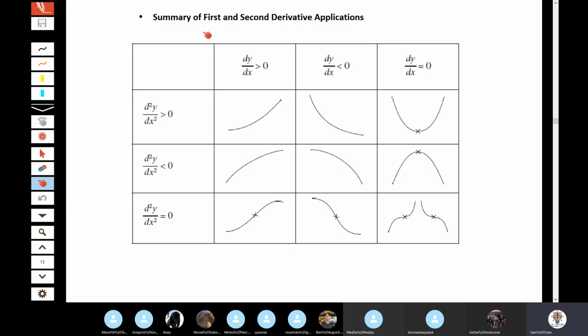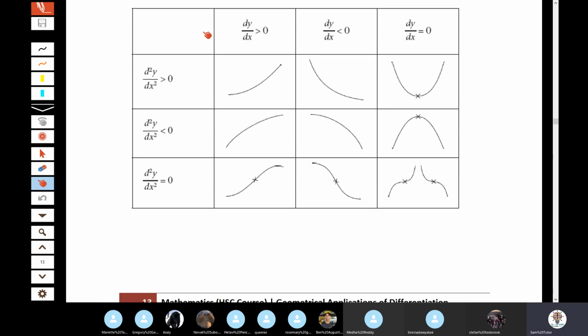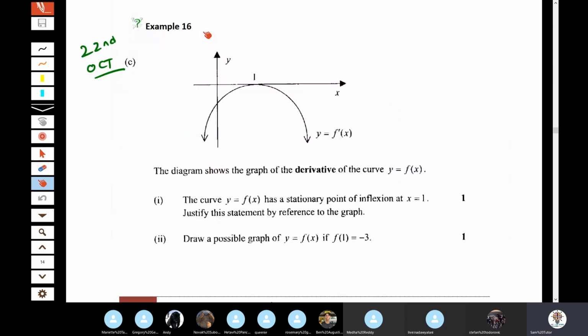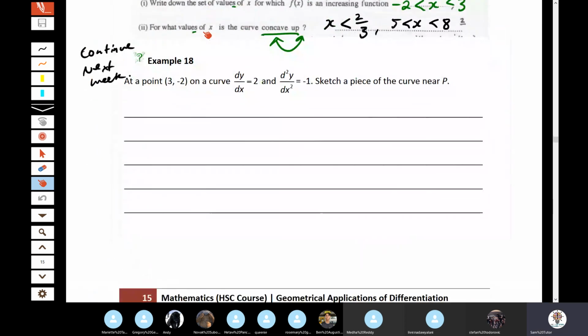So we understand stationary points, points of inflection, maximums, minimums, increasing, decreasing, and so on by now. We also have to understand how they roughly work in terms of growth and decay. So there were concepts here, like this kind of question. There it is, it says continue next week.